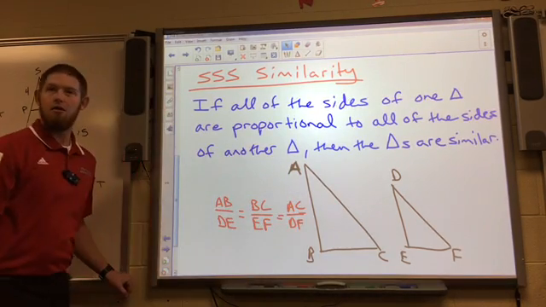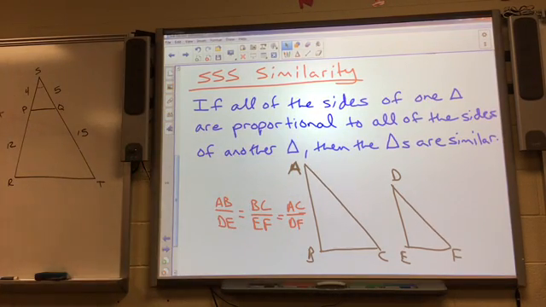Didn't we already know that? Yeah, we've already talked about that. So we should already know that. That's actually just called your statement of proportionality, which we learned a few lessons ago. Okay, if that's true, if all of those ratios are equal to each other, then what do you know about those two triangles? The triangles are similar. Good.